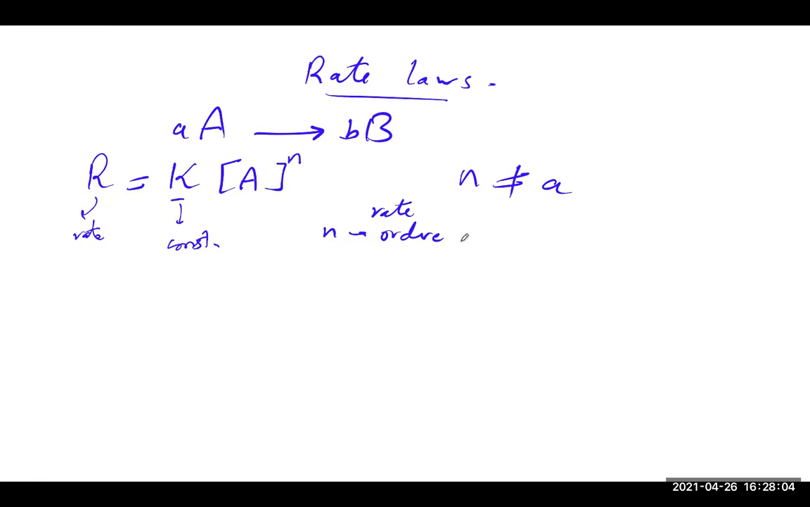And here it's for A, so it will be order with respect to A. Sometimes for some reactions, we will have more than one reactant. So it can be A plus B will give you C. So we have two reactants here.